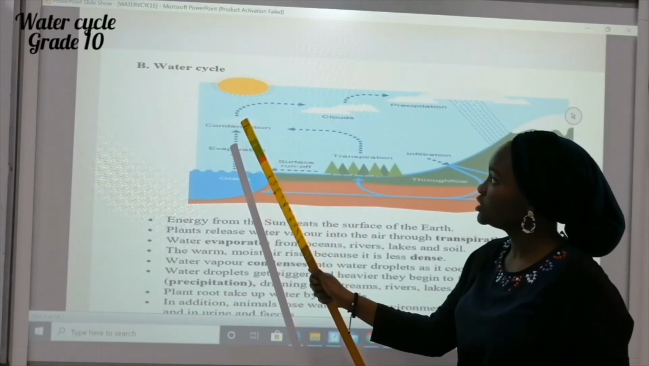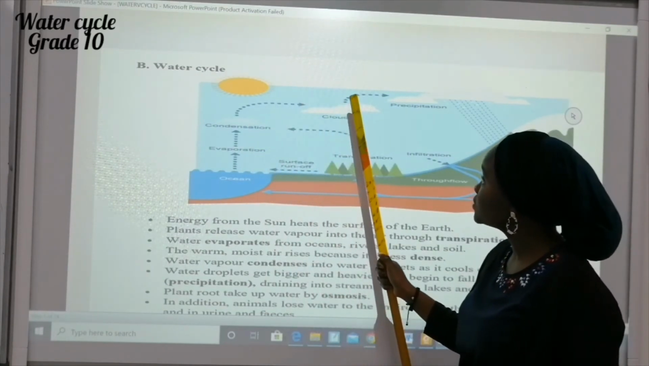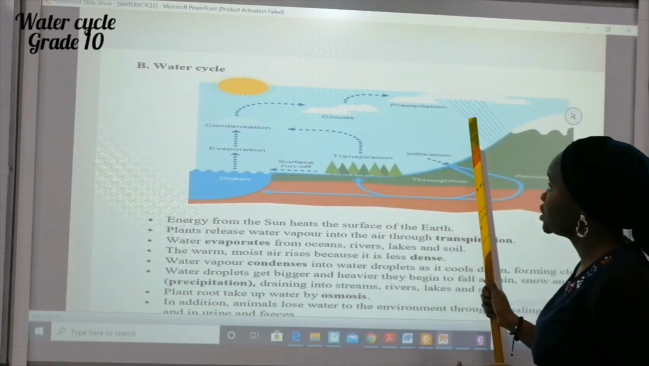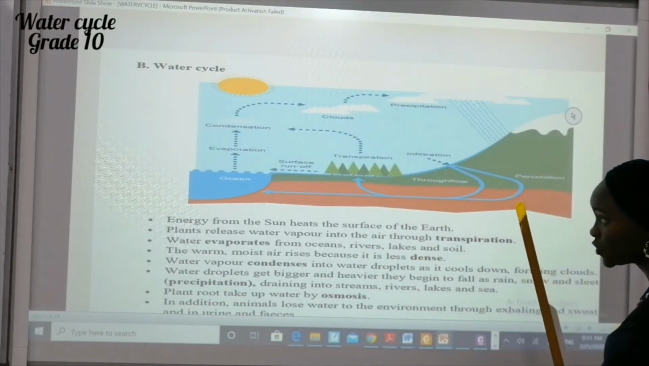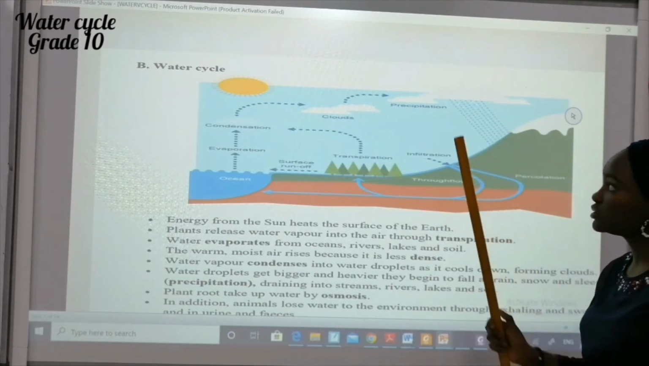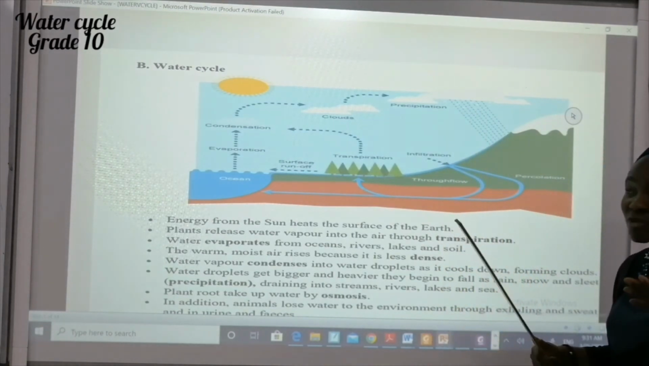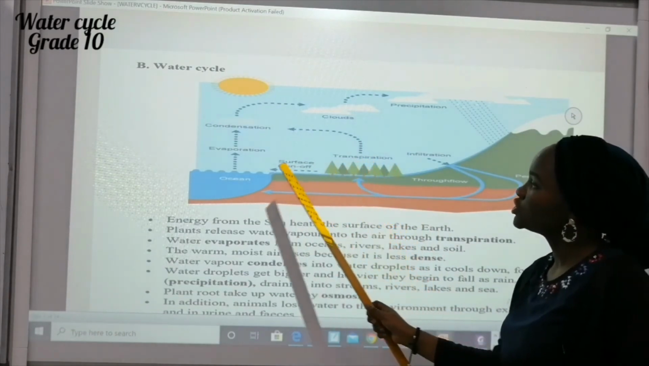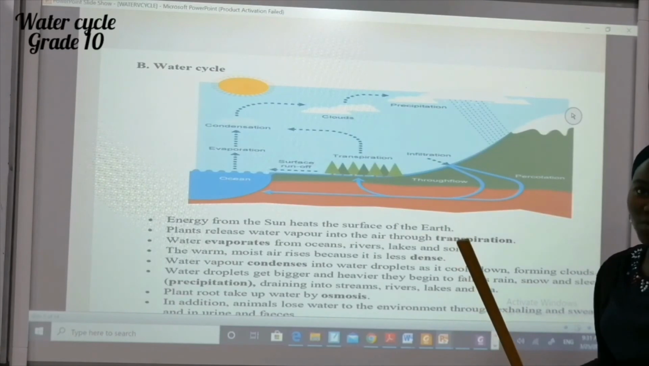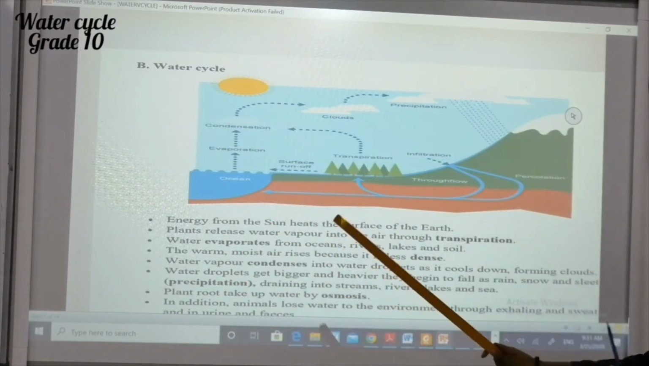Then we have condensation. Okay, when we have condensation, the water vapor cools down, then it forms the cloud. Okay, then the cloud becomes heavy, then we have precipitation. That means the water comes back to the earth. So which process takes water back to the earth in water cycle is precipitation. Which process takes water away from the surface of the earth? Transpiration and evaporation. Which process cools down water vapor and forms a cloud? Condensation.